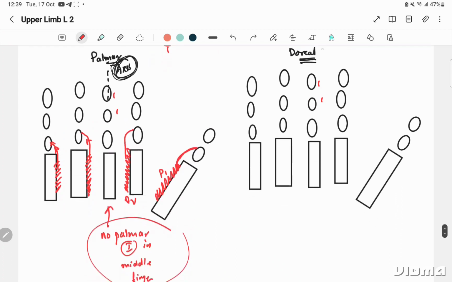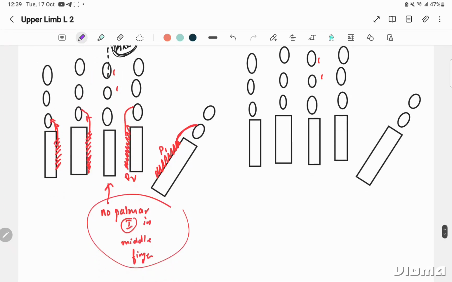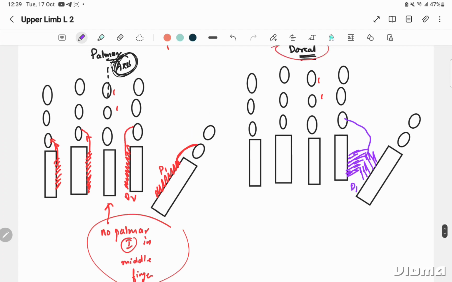Then we will talk about the dorsal interossi, which are a bit more complicated than the palmar interossi. These are bipinnate. So we will draw the dorsal interossi, one here between the thumb and the index finger. This is D1. It gets inserted into the index finger proximal phalanx. Then we will discuss D2. This is D2, which gets inserted into the proximal phalanx of the middle finger.